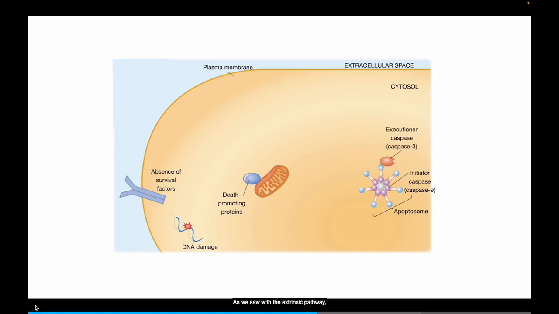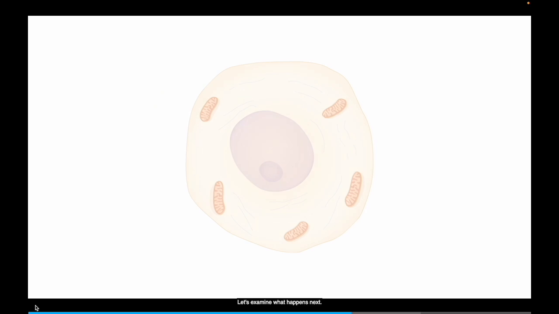As we saw with the extrinsic pathway, the intrinsic pathway also results in activation of caspase 3, which causes the activation of apoptosis. The targets of caspase 3 include nuclear lamins, cytoskeletal components, cell-cell adhesion proteins, and inhibitors of DNA endonucleases. Let's examine what happens next.